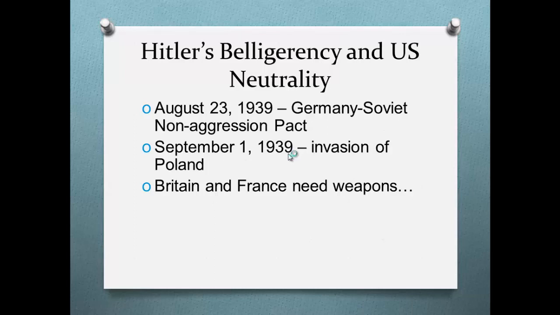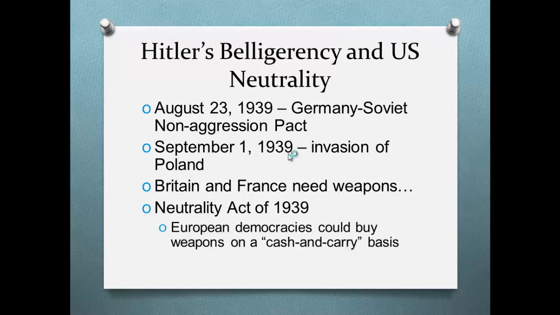And Britain and France are in need of weapons now that the war has started. So the U.S. passes the Neutrality Act of 1939, which says that European democracies could buy weapons on a cash and carry basis. So this slightly amended the previous Neutrality Acts. The U.S. can sell weapons to a European democracy, but cash and carry means they have to pay cash for it right up front, and they have to come and pick up the items on their own. The U.S. ships are not going to go to them. They need to come to the U.S. ships. And the U.S. is no longer truly neutral after this time.